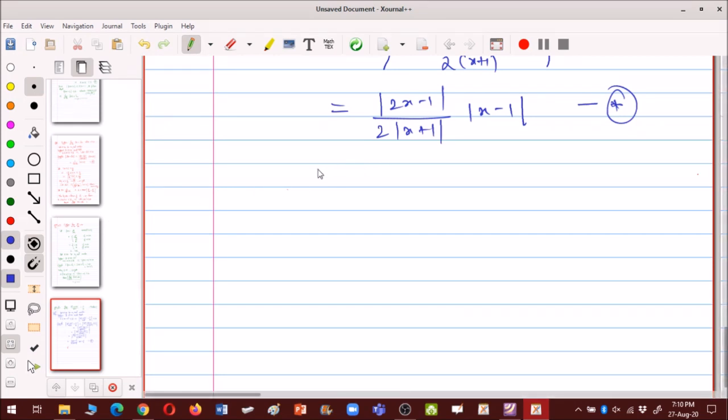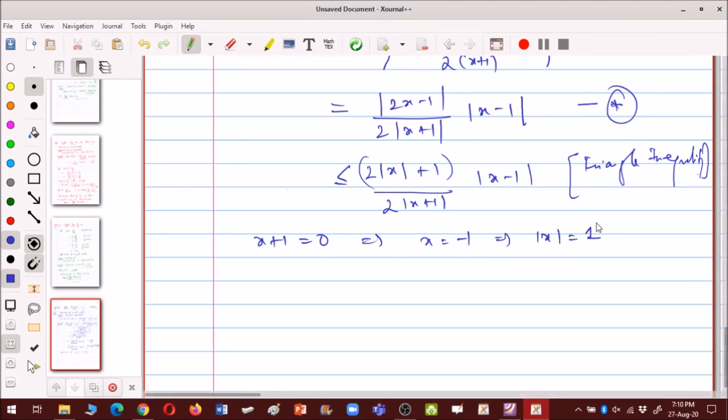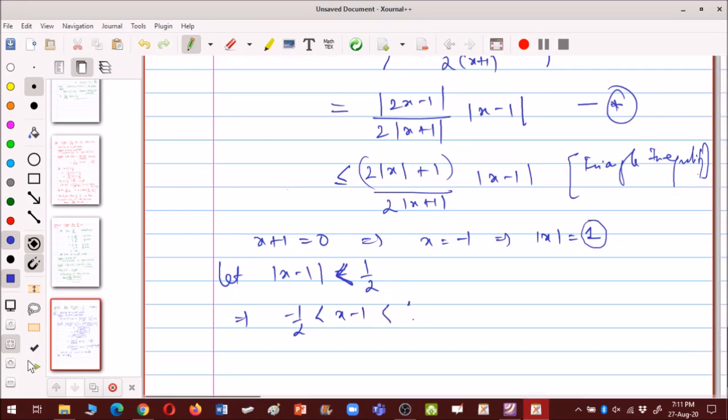So we have to reduce the numerator using triangle inequality; I can write it like this: 2|x| plus 1, upon 2|x plus 1|. Denominator we will not use triangle inequality because we have to reduce the denominator by something smaller. Now the denominator is 0 when x plus 1 equal to 0, which implies x is equal to minus 1, and this implies |x| is equal to 1. So anything smaller than this will work as a bound for |x minus 1|. So I am taking |x minus 1| to be less than 1 by 2. So this implies minus 1 by 2 lies between x minus 1 and 1 by 2, and this implies x lies between 1 by 2 and 3 by 2.